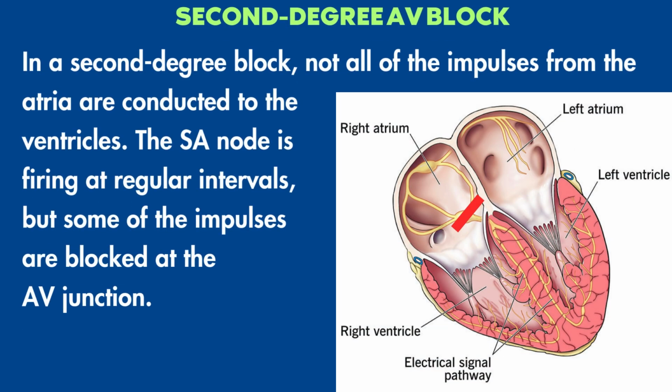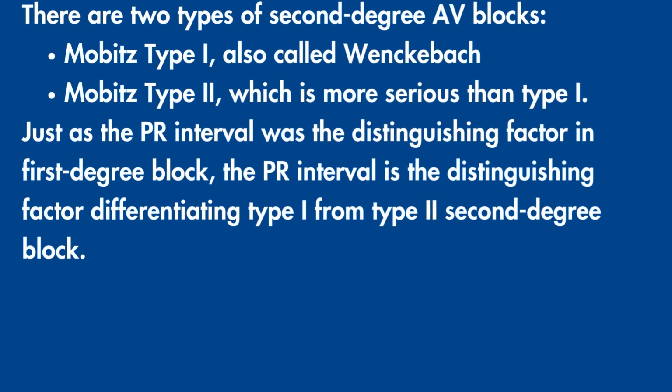Next is second-degree AV block. In second-degree block, not all of the impulses from the atria are conducted to the ventricles. The SA node is firing at regular intervals, but some of the impulses are blocked at the AV junction. There are two types of second-degree AV blocks. Mobitz type 1, also called Wenckebach. Mobitz type 2, which is more serious than type 1.